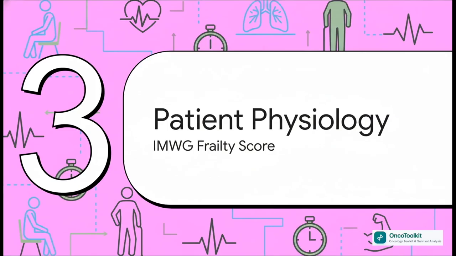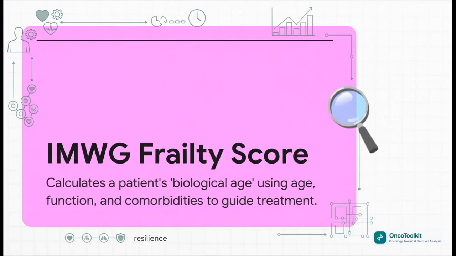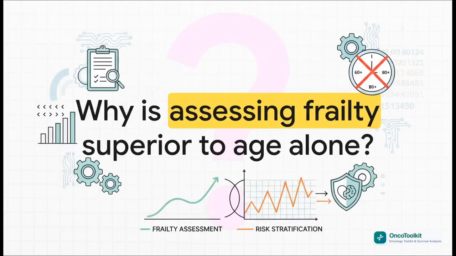But remember, disease biology is only half the picture. Now we have to assess the patient's physiology, and we do that with the IMWG Frailty Score. This is all about what they can actually handle. The IMWG Frailty Score is so much more than just the patient's age. It's really about their biological age. It systematically scores their functional status, things like activities of daily living, and their comorbidities to get a true measure of their resilience.